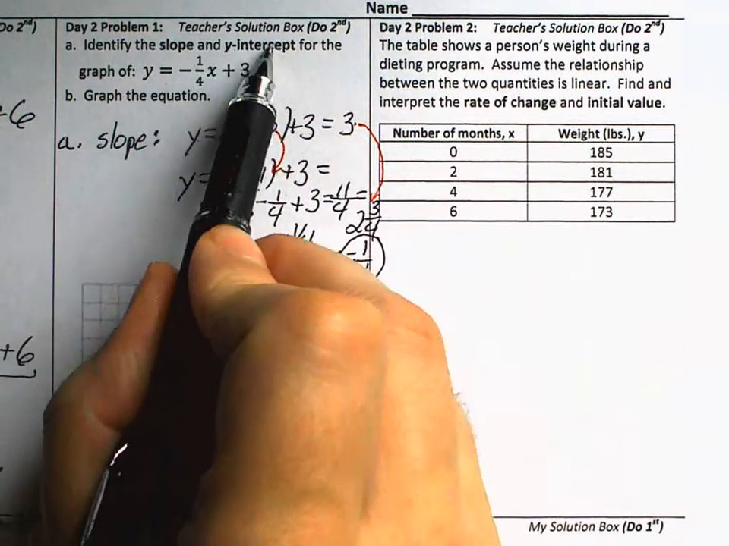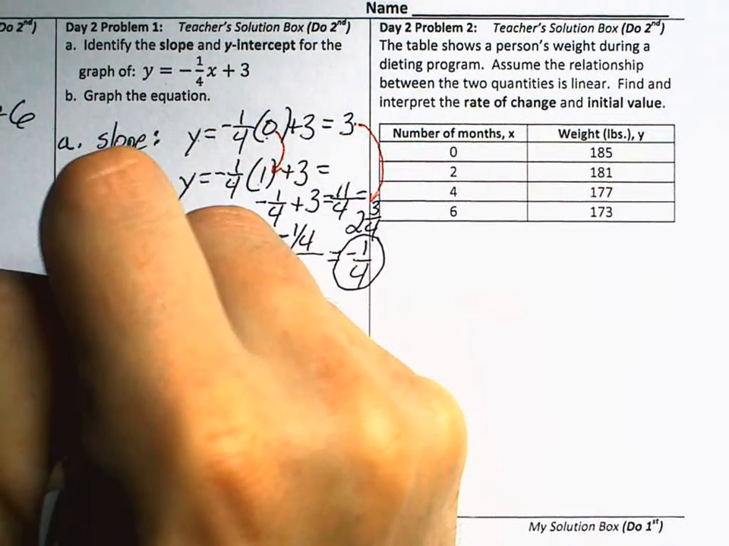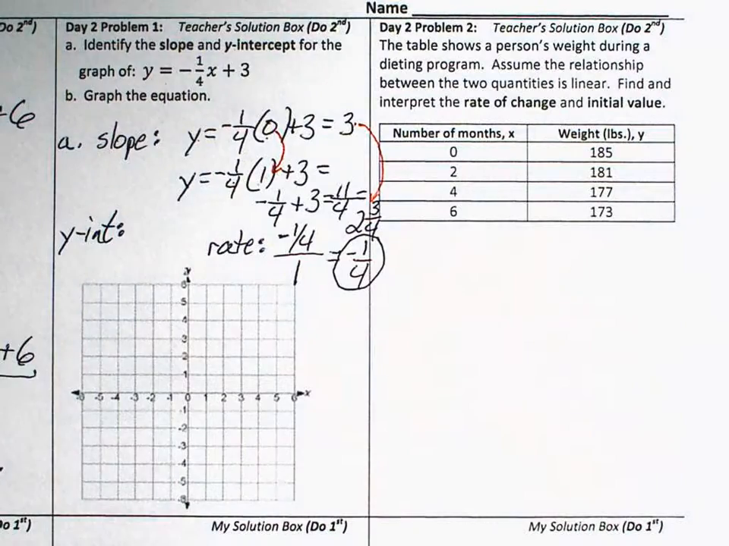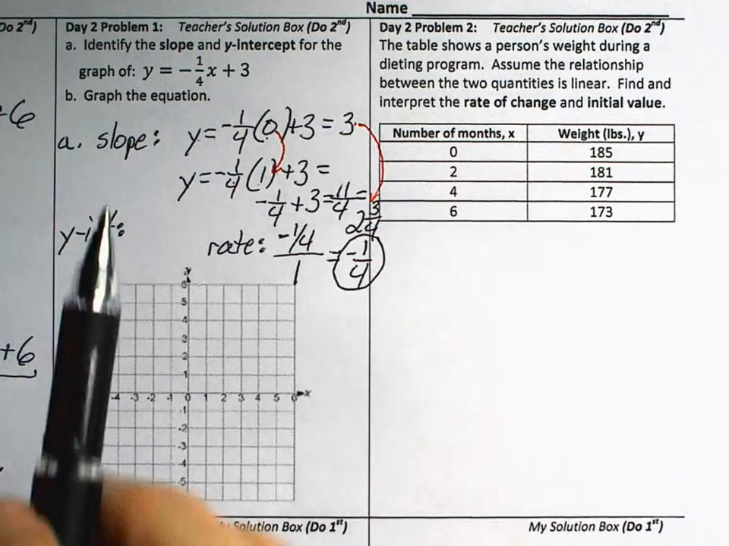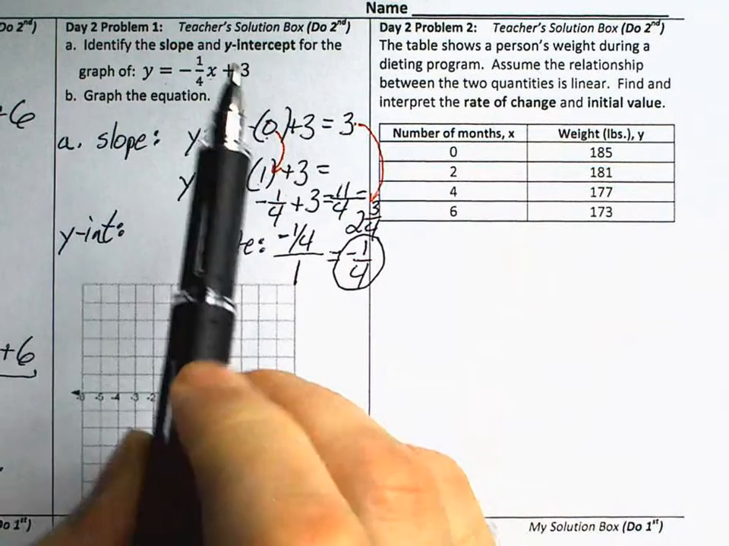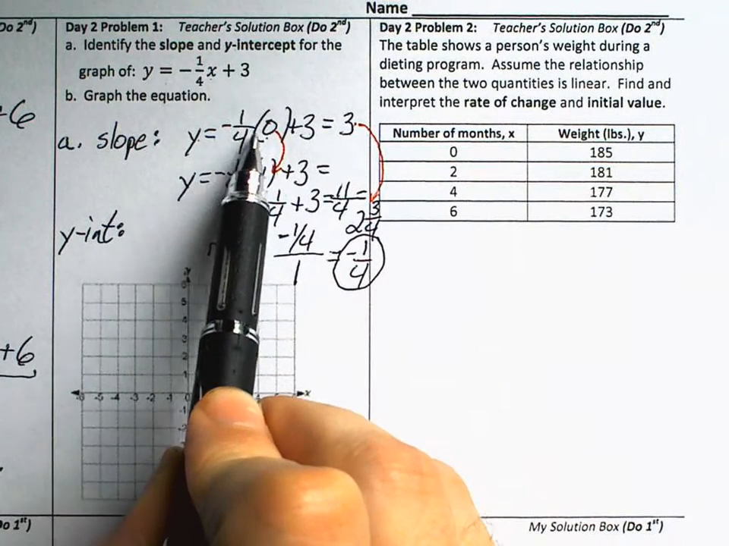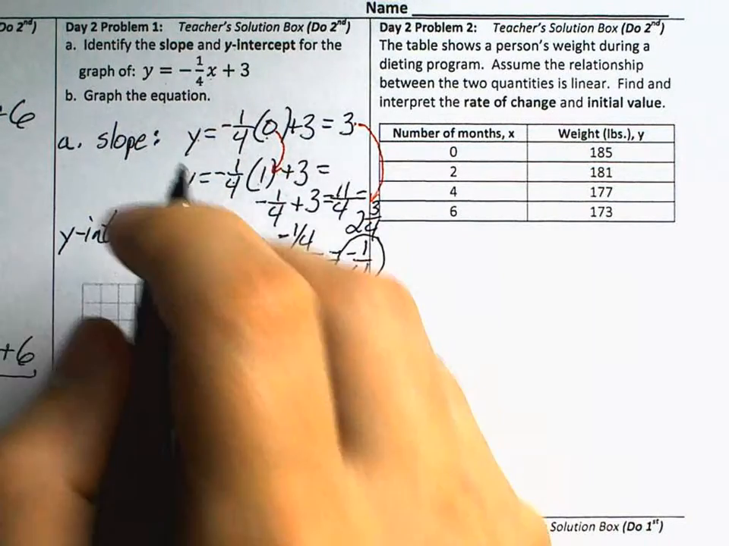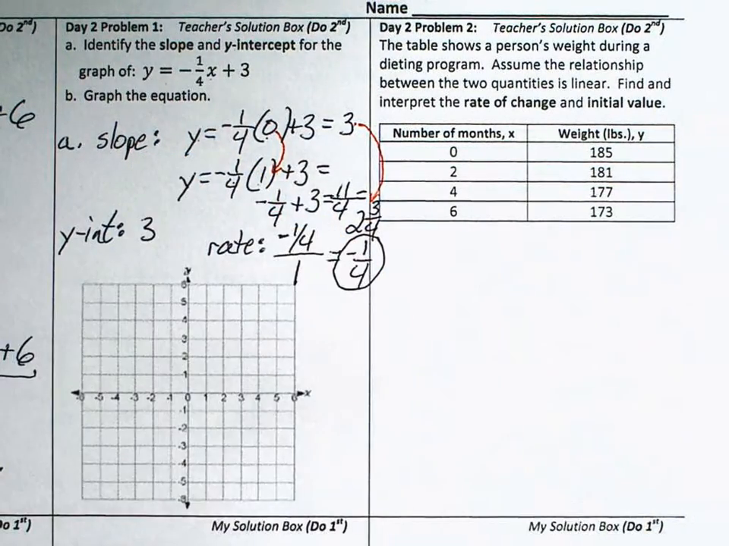Now we're also asked to find the y-intercept. To find the y-intercept of any equation, we can substitute 0 in place of x. Well, we've already done that. When we filled in a 0 for x and worked out an answer for y, we got the answer 3.